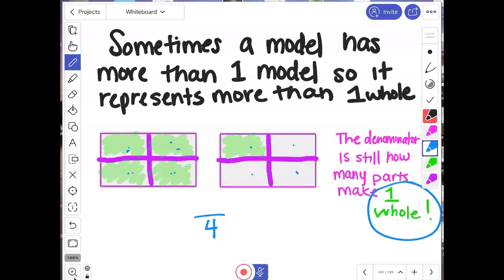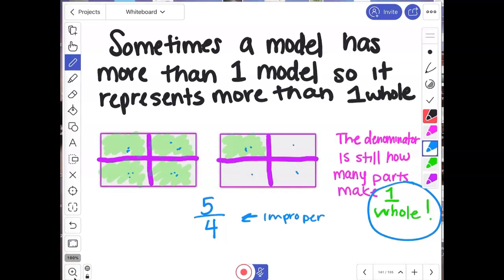Now, the numerator is going to tell me how many parts are shaded all together. And the fraction's going to look crazy because there's 1, 2, 3, 4, 5 parts all together. Now, all of a sudden, we've got fractions that have numerators that are greater than denominators. That can be tricky. That has a special word. It's called improper. And that's just because it looks like it's upside down.